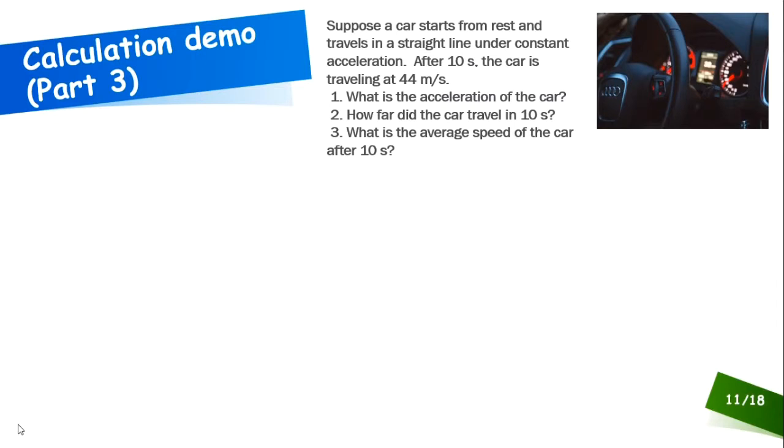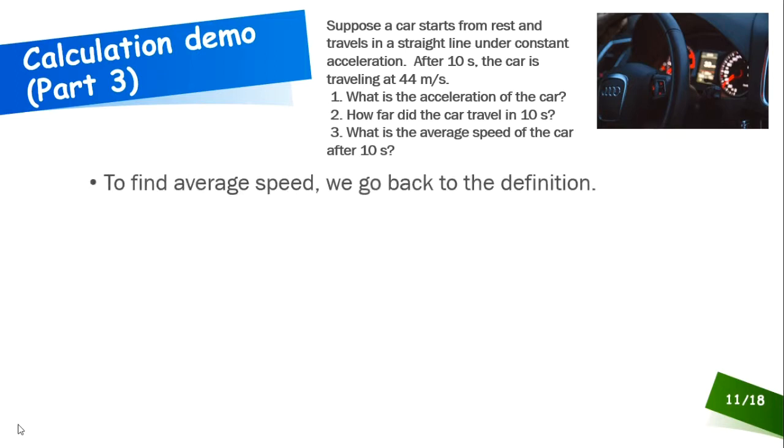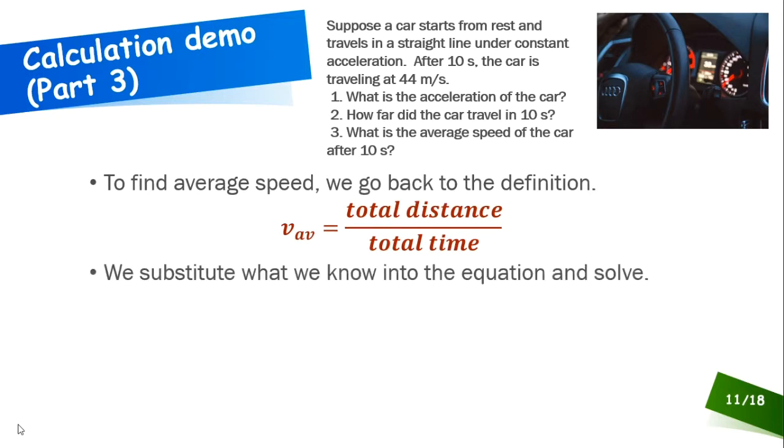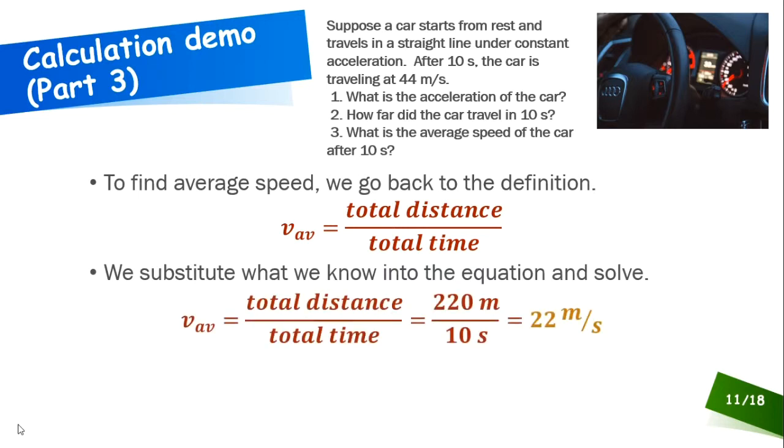All right, question 3. What is the average speed of the car after 10 seconds? To find the average speed, let's go back to the definition. We defined average speed as the total distance divided by the total time. So we substitute what we know into the equation and solve it. The total distance traveled, we got from question 2, 220 meters. The total time, from the problem statement, is 10 seconds. So 220 divided by 10 gives us 22. 22 meters per second is the average speed.